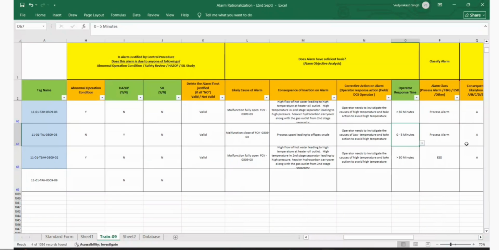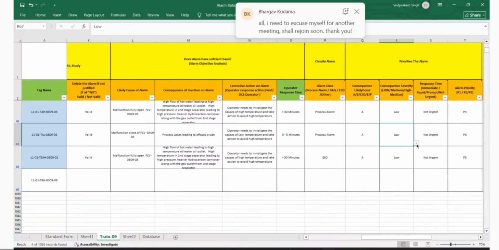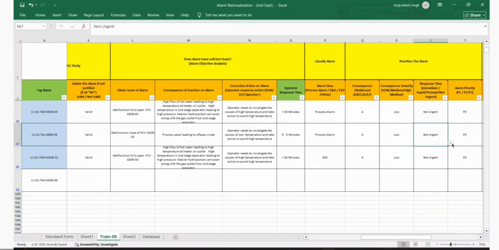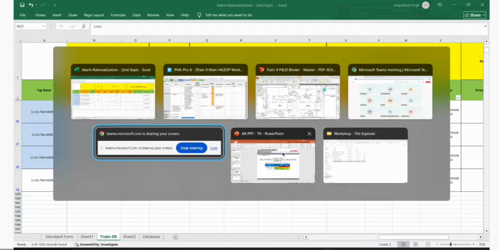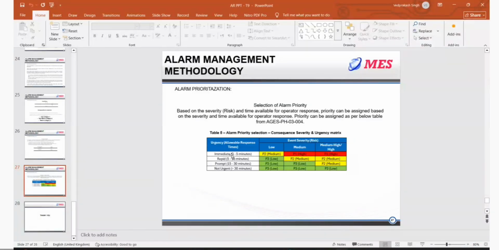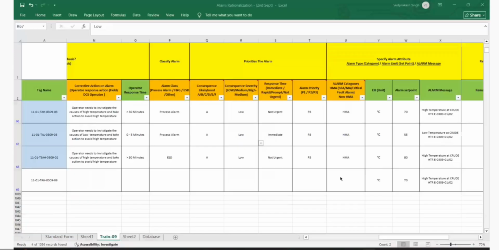Okay, 0 to 5. Yeah. So it's P2, I think. It's immediate. It's low. And then it's immediate. Immediate and low. What is this? Yeah, it's P2. You go back here. I think immediate and low is P2. Immediate and low, P2. Yes. P2. Yeah.